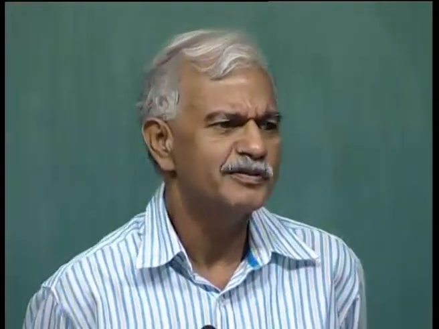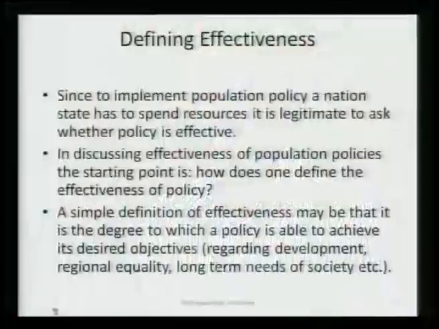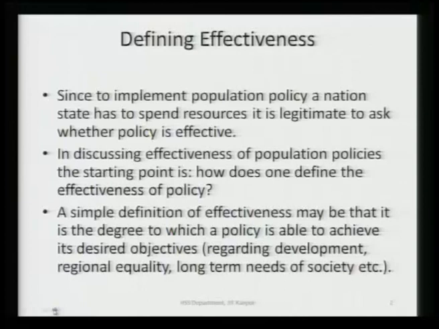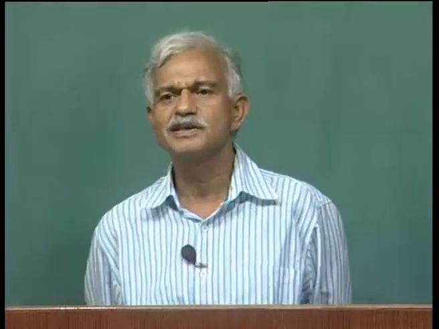Somebody can ask whether it is worth spending so much money on population policy. Why don't we spend more money on education? Why don't we stop the family planning program and spend more money on education? Ultimately, we know that it is education or modernization or efficacy which is going to lead couples to limit family size. So, we need to know the effectiveness of policy, because we are spending money on that.